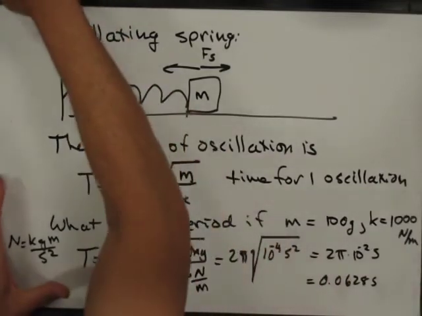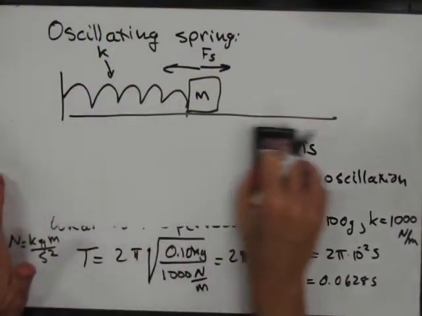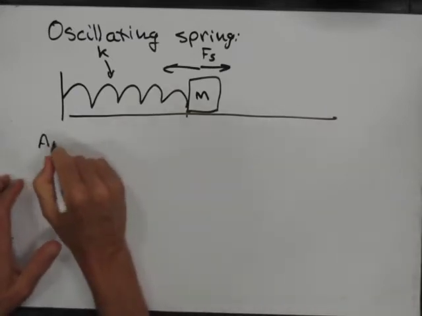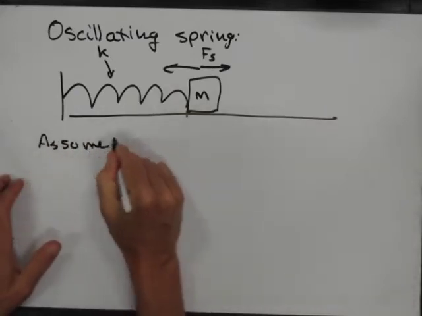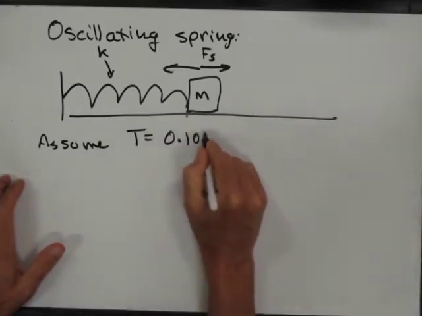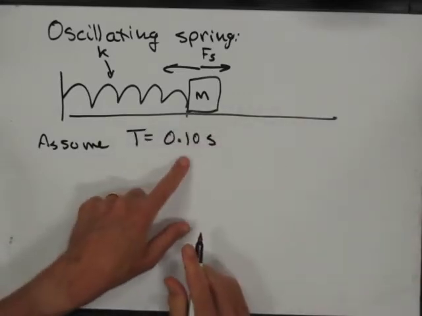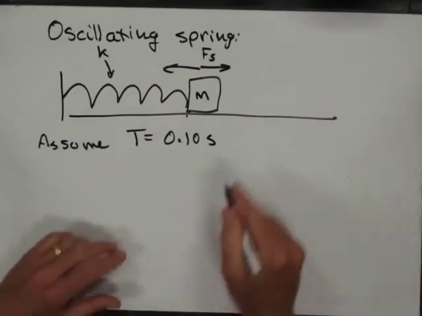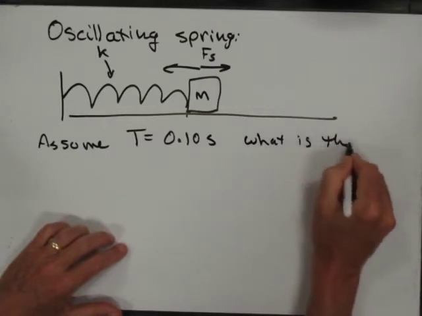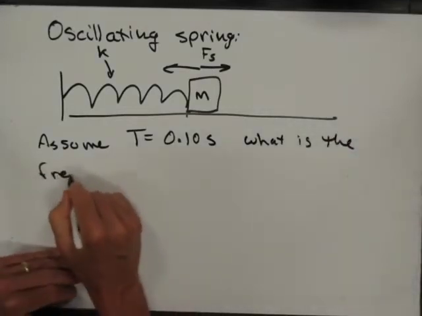Let's pick a period that's a little rounder number. Let's assume that the period is 0.1 seconds, right? What is the frequency?